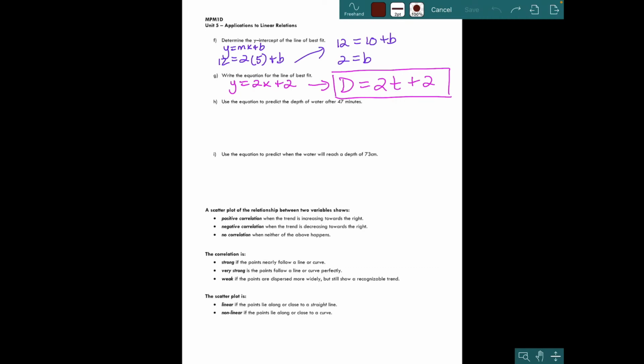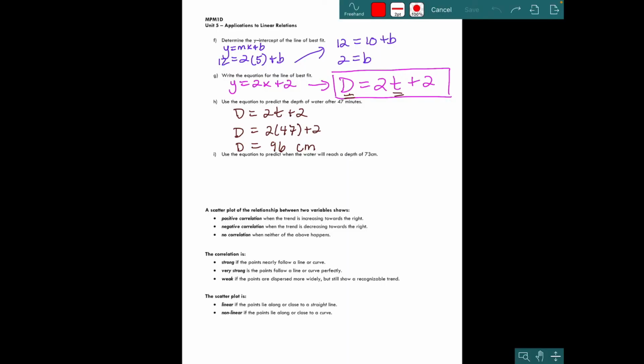Question H asks us to use the equation to predict the depth of the water after 47 minutes. So because we have our equation written with D for depth and T for time, that makes it easier for us to find our answer. We can write our equation D equals 2T plus 2, but instead of time, we can write 47 minutes in that spot. 2 times 47 plus 2 is going to give us D equals 96, and the measurement is in centimeters. So at 47 minutes, the depth will be 96 centimeters.